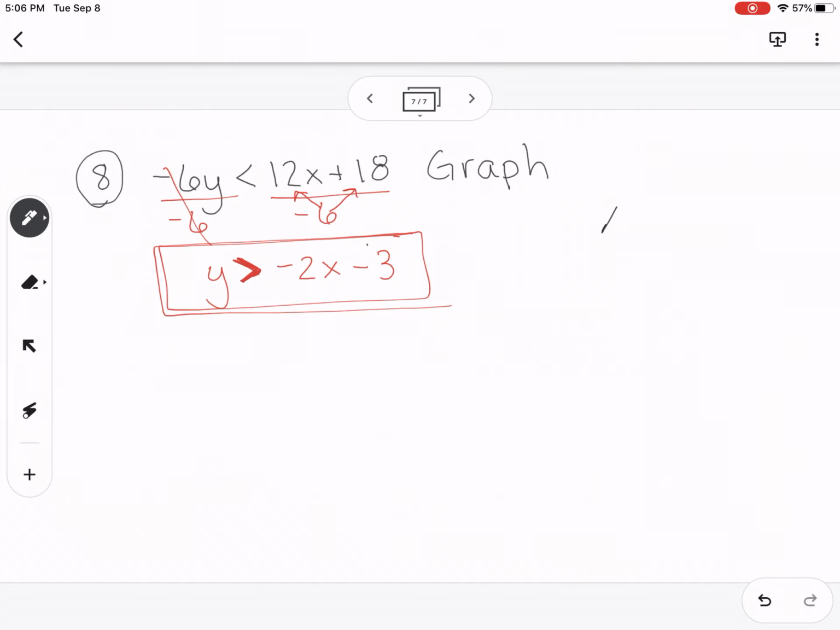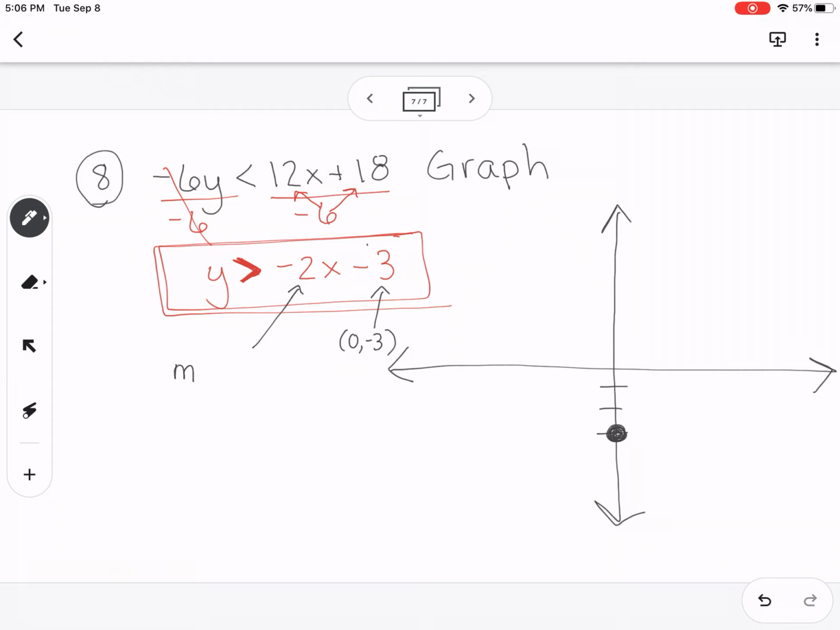To graph a line, there are many options, but the fastest way is to plot the y-intercept first. So 1, 2, 3, that's the y-intercept, 0, negative 3. And then use your slope, the slope is negative 2, to plot more points.